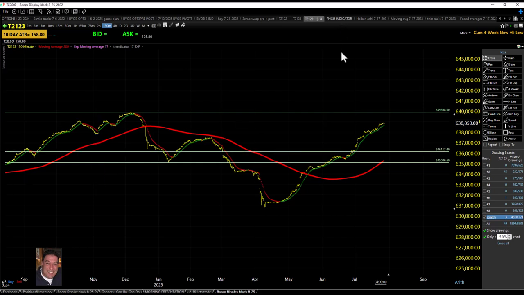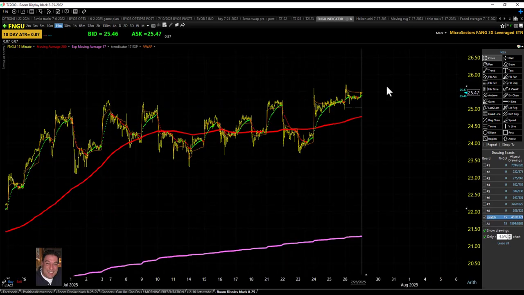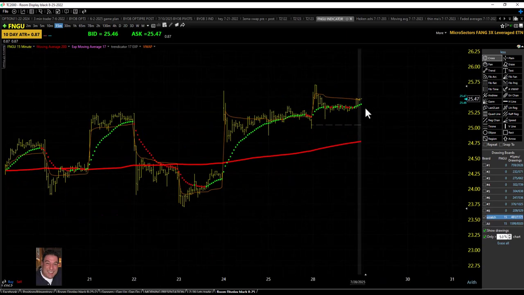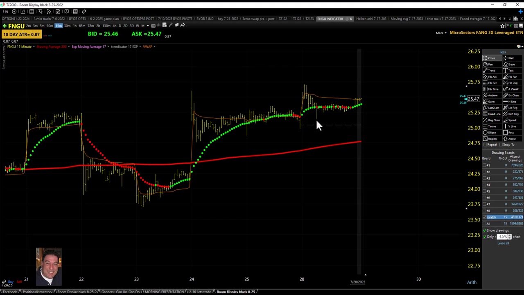Remember, FNGU, new all-time high today. Okay, you can see price action. All right, you can see the bullish gap up. Never got filled by the bears. Boom, right there. There's your clue. We're going to be bullish.